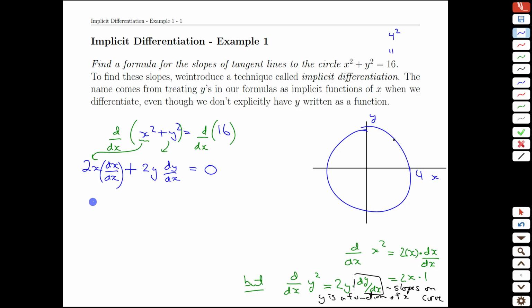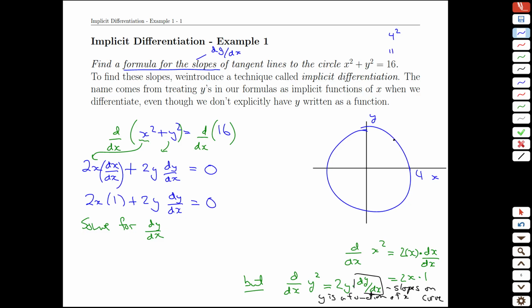Now we can simplify. The rate of change of x with respect to x is just 1, and there's nothing we do to the right-hand term here. It just stays as dy dx. And in fact, going back to our question, find a formula for the slopes. Well, that is exactly what we mean by dy dx. So now we just solve for that expression in our equation.